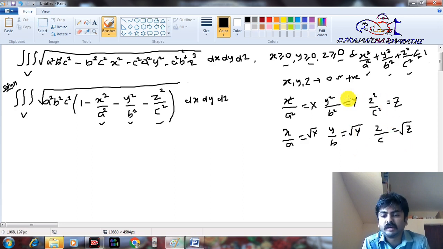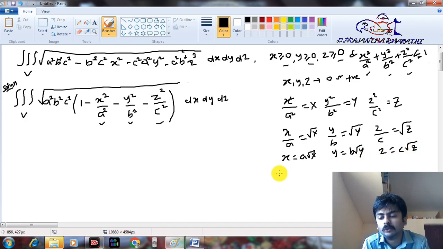Now before differentiating, I shall write the expressions: x equal to a root X, y equal to b root Y, and z equal to c root Z.